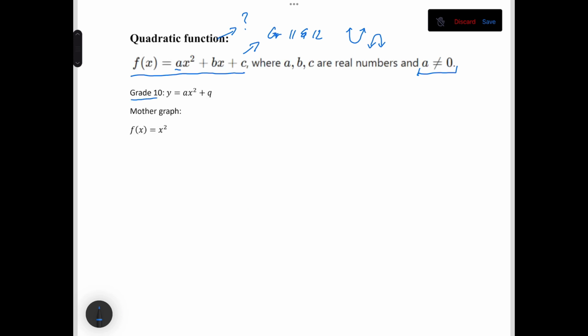Right, let's go to the grade 10 things that you know. If you had mathematics in grade 10, a here will still decide whether the graph will be smiling, concave up, or frowning, or sad, we would say, concave down if it's negative. Right, if we want to sketch a graph, there's certain things that we need to look for. So this is a mother graph, which means it will be the original graph. Okay, to sketch a graph, there are certain things that we need to look at.